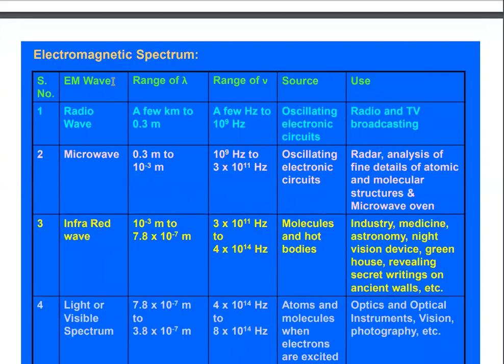EM wave, and the range of the wavelengths and range of the frequency here. And this is the source of the wave and use of the wave. As yesterday I have discussed, at least one or two questions are asked from this section every year. They will ask you which component of electromagnetic wave is used for what purpose. So it is important that usage must be learned, and even their frequency range and wavelength range and name of the wave.